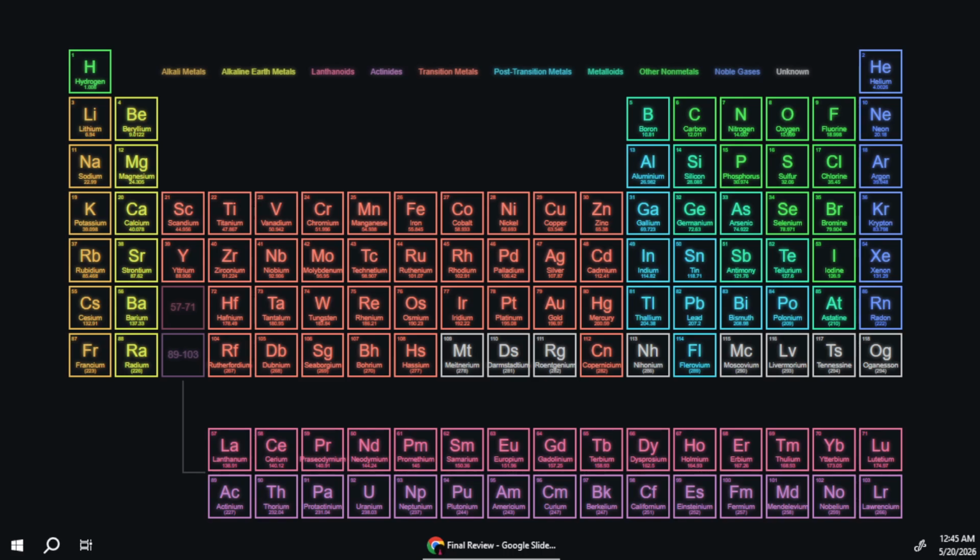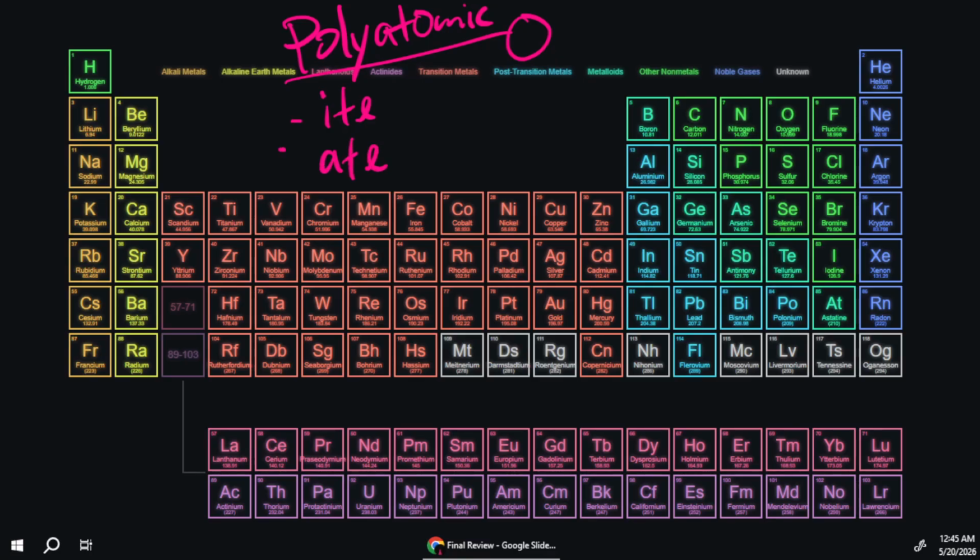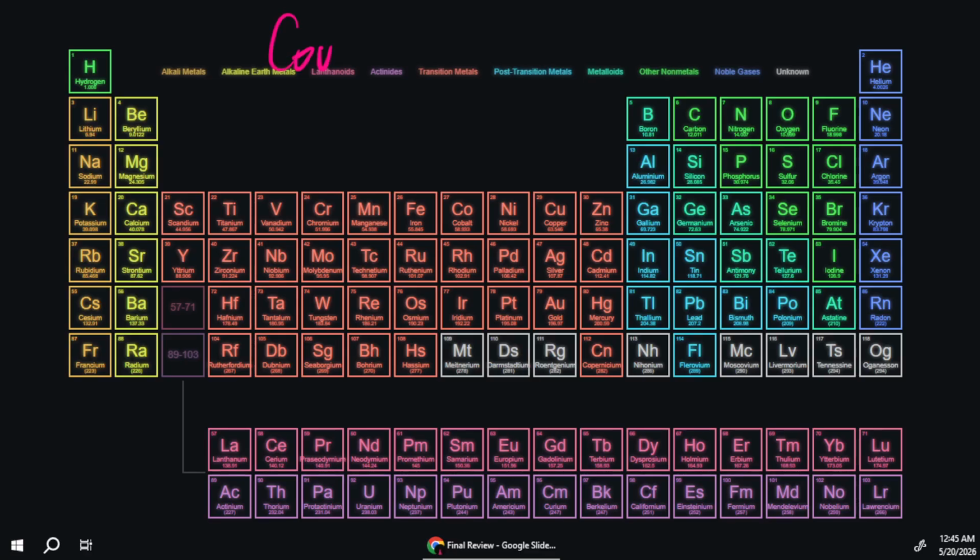Really simple. If it has polyatomic ions, it can get a little more complicated with oxygen containing polyatomic ions. We will have to add ITE and ATEs, but I won't test you on this. For covalent bonds, you will have to specify the specific amount.